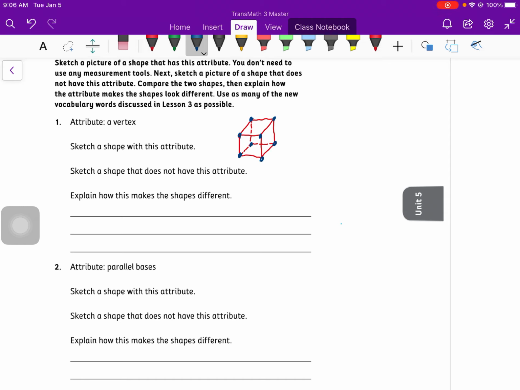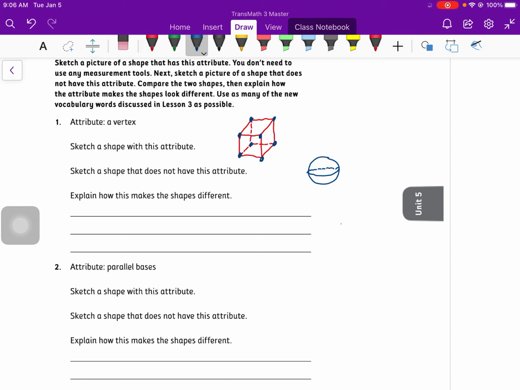If I want to draw a shape that does not have that, I need to draw a shape that does not have any corners. So basically I need to draw a ball. I'm going to draw a sphere. To draw a sphere, start by drawing a circle. And then inside that circle you're going to draw basically an oval with part of it being dashed. It's not the greatest, but it works.